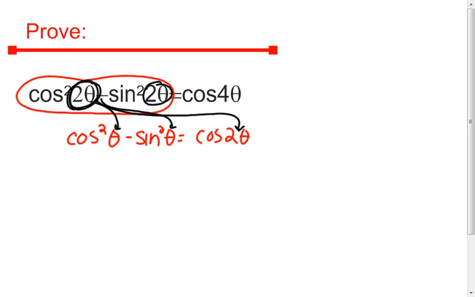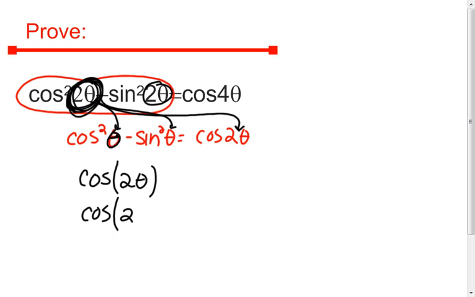So what I really need to see is this. This is the formula for cosine at 2 theta. And then in place of theta, in our formula, normally it has theta right here, but in this problem, it has 2 theta right there. So that's what I need to plug in on the other side as well. So 2 times 2 theta is 4 theta. And now I've turned the left side into the right.